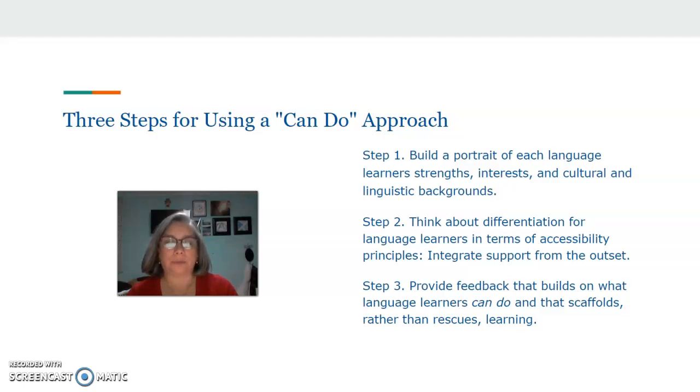Then step 2 is to think about differentiation for language learners. So keep in mind what support you can give to the student when you're planning. Start, when you're planning, by thinking of what support they will need and have that in place before you start teaching. That way it's easier for you and for them. And step number 3 is to provide feedback that builds on what language learners can do and that scaffolds rather than rescues the learner.